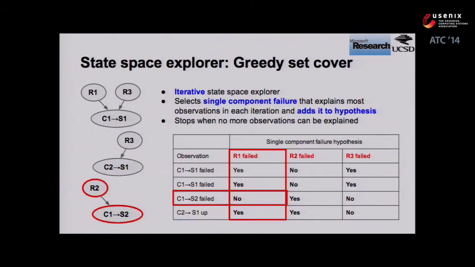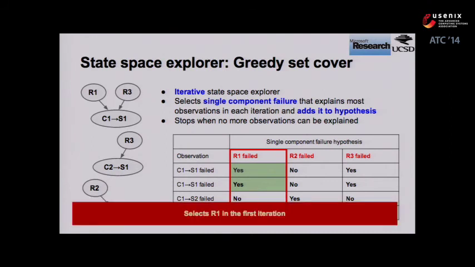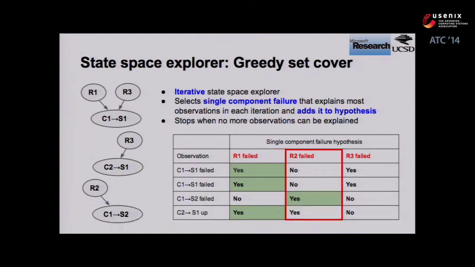It unfortunately does not explain this observation that the connectivity between client 1 and server 2 has failed because R1 was never used in that path, and still that connectivity has failed. Still, the failure of R1 can explain 3 observations out of 4 and is the best that we can do right now. So greedy set cover says, I select R1 in my first iteration. My hypothesis says that R1 might have failed.